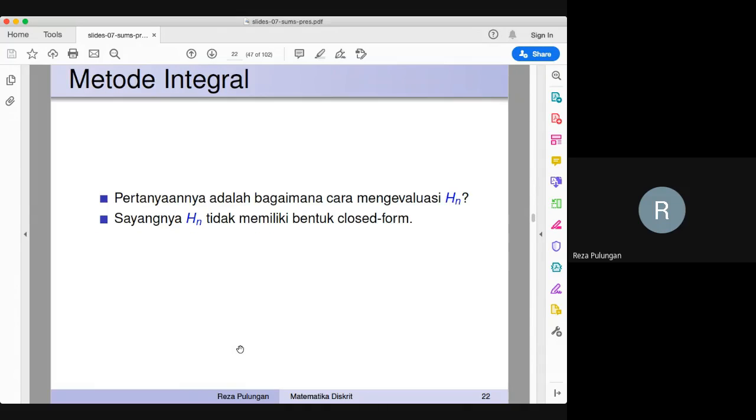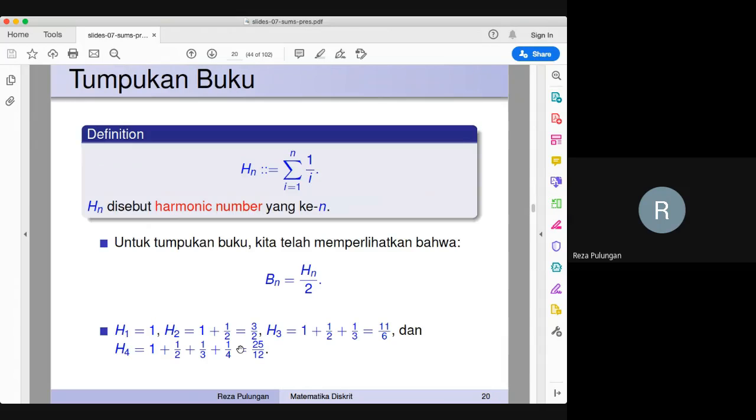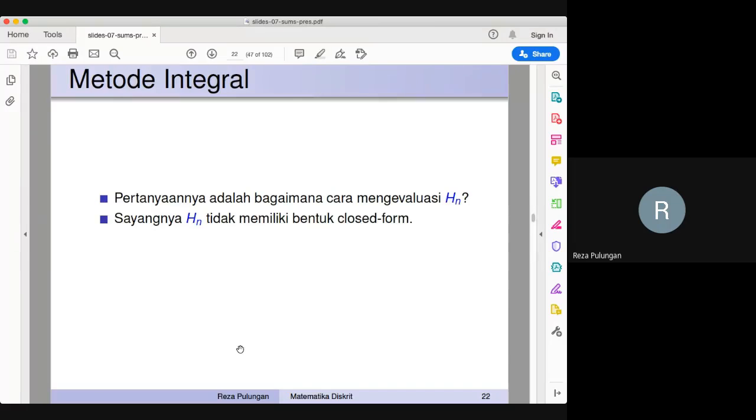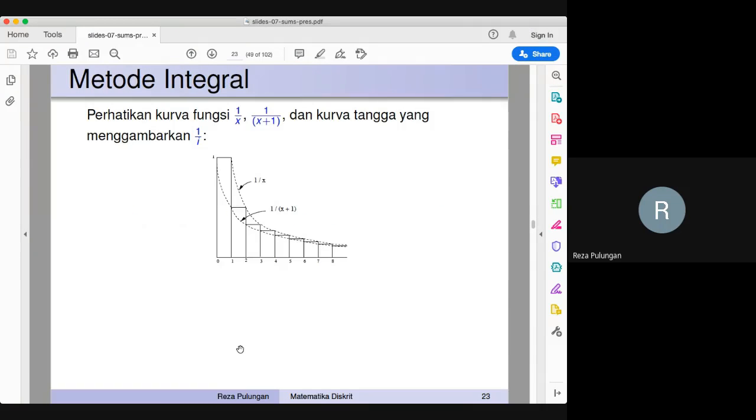And this is important for you. The integral method is really important, because anytime you find a summation and you don't know how to compute it, the way to approximate it is by using the integral method. So pay attention to this integral method. So how do we do that?